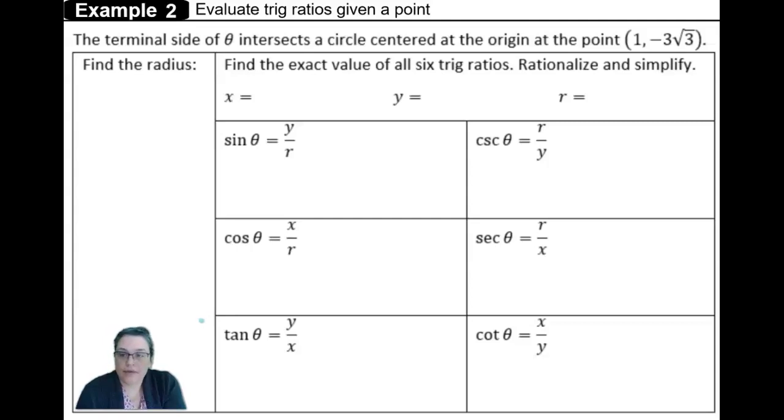Okay, so in example 2, we're told that the terminal side of theta in a circle centered at the origin intersects at the point (1, -3√3). So the x is going to be 1, and the y is -3√3. To find the radius, we're going to take the square root of the x value squared plus the y value squared.